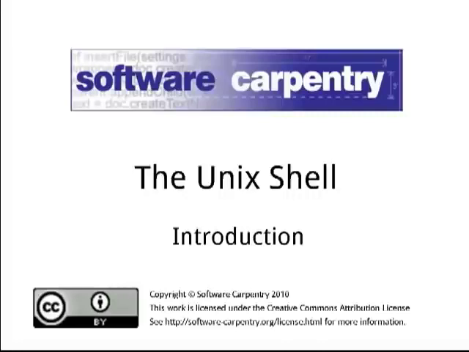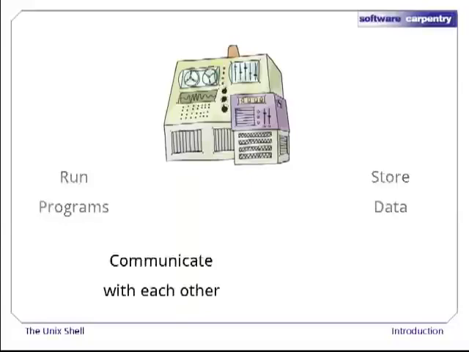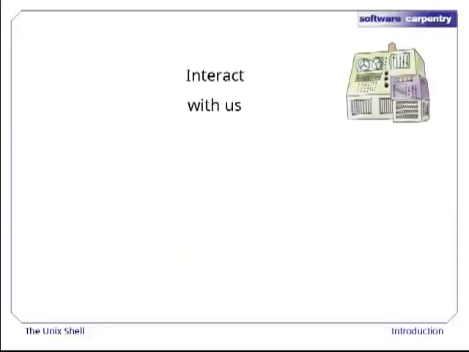In this episode, we'll explain what a shell is and why you might want to work as if the year was 1975. At a high level, computers really do four things. They run programs, they store data, they communicate with each other, and they interact with us. They can do the last of these in many different ways.